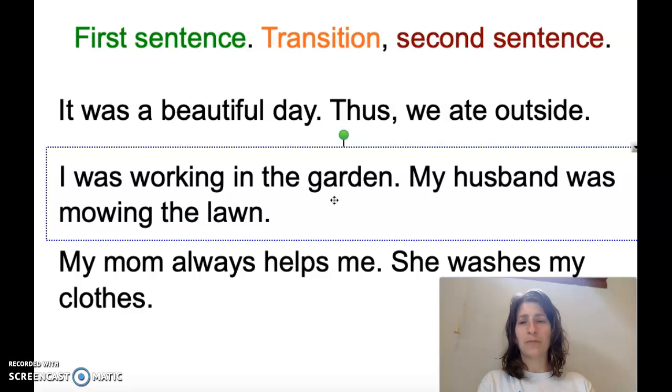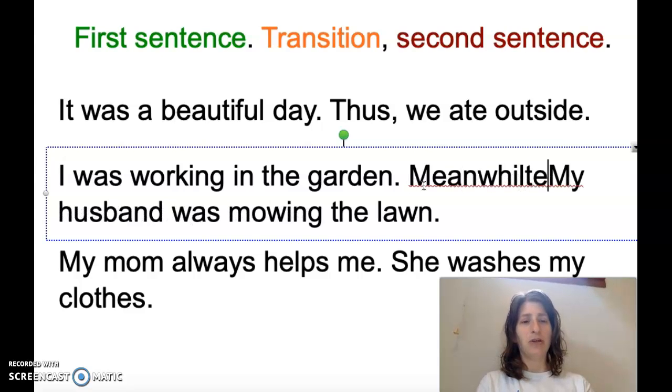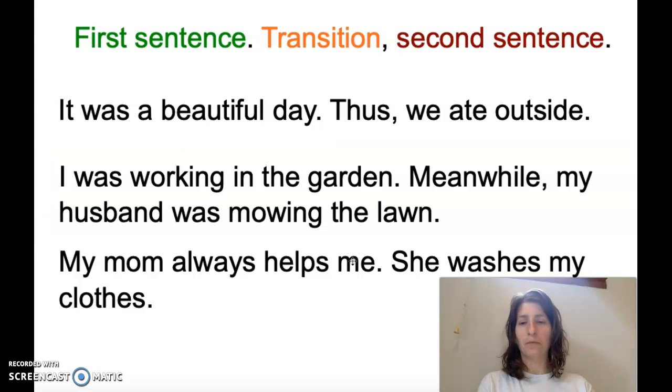Let's look at the next one. I was working in the garden. My husband was mowing the lawn. Well, that could happen at the same time. So I'm going to use the word meanwhile. I was working in the garden. Meanwhile, my husband was mowing the lawn.